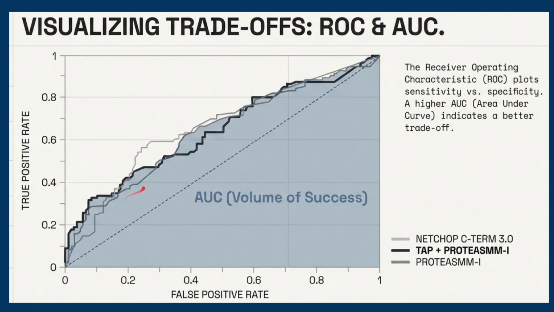So next is about the area under the curve, AUC, of the receiver operating characteristic, which is the ROC. This ROC plots the sensitivity versus the specificity. So we have the false positive rate and the true positive rate. The area under the curve indicates a better trade-off. So this much area is better, and this area need not be considered.